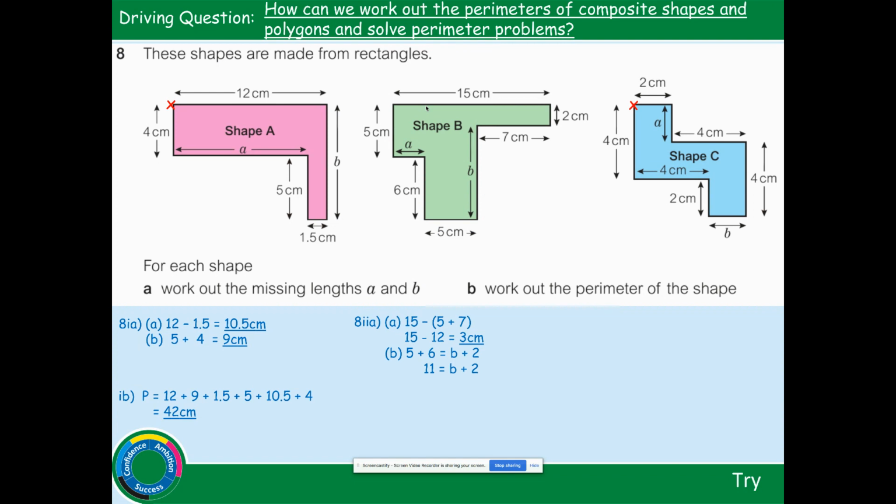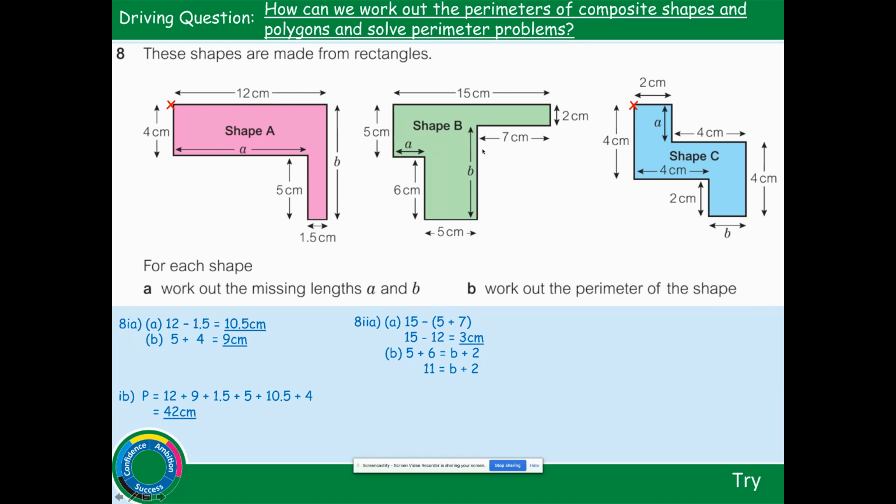Oh, going on to B straight away. Right, so part A, I've got 15, take away this 7 and take away this 5. So I've just added them together so I can do it in one jump. So 15 take away 12 equals 3. So I know that little bit there is 3.